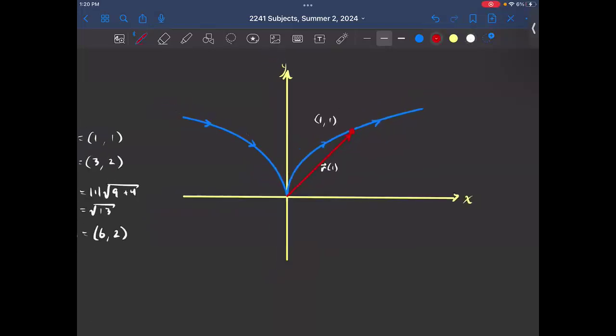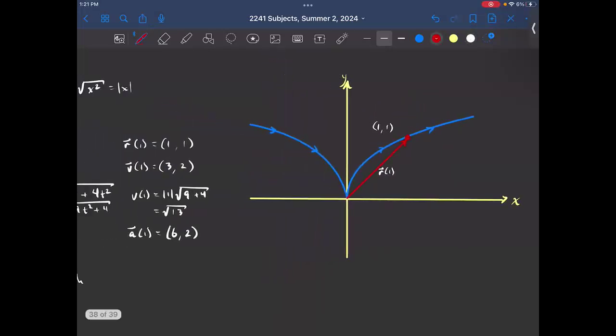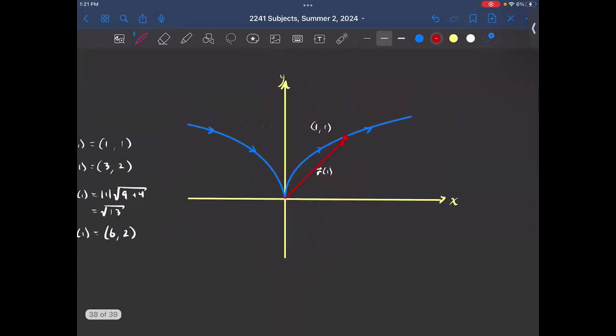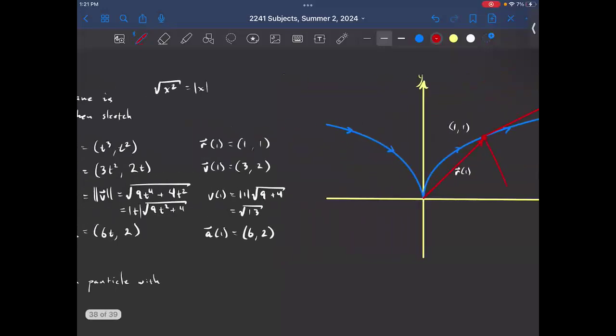My velocity vector is 3, comma 2, and so that starts here and moves out, and it says for every 3 units in the x direction, I go up 2 units in the y direction. So something like this. It's probably not super accurate, but it's close. All right, and then last is the acceleration vector, which is pointing in this direction.